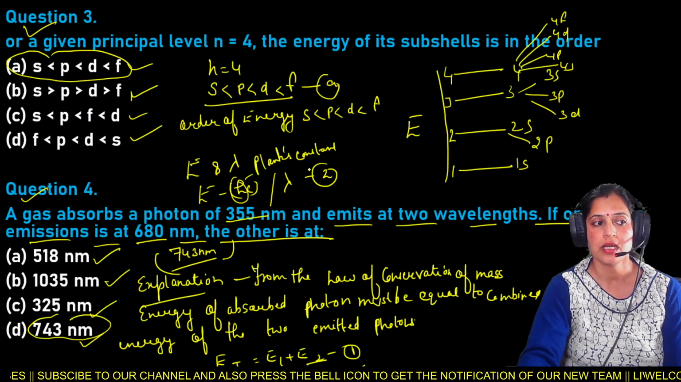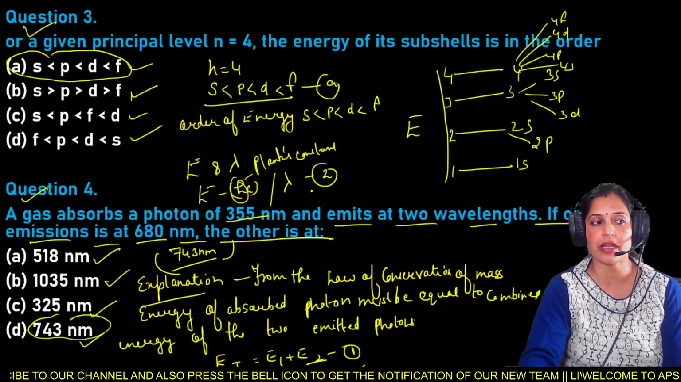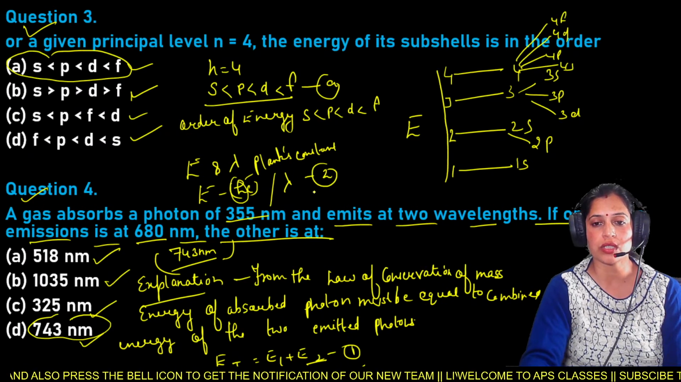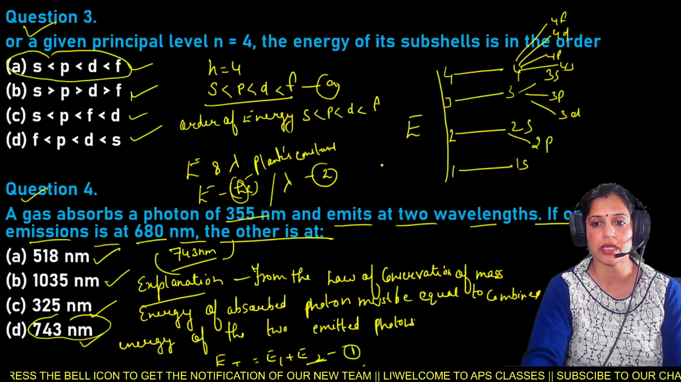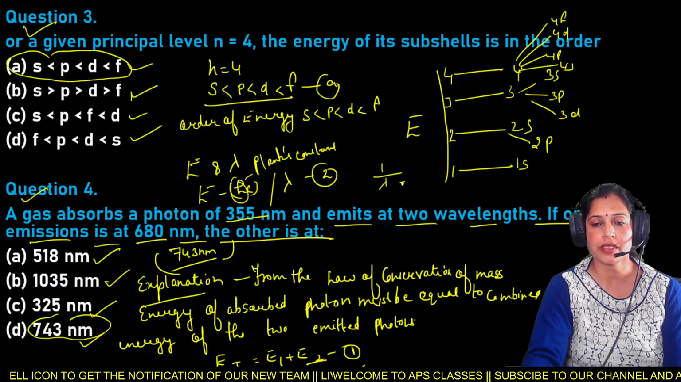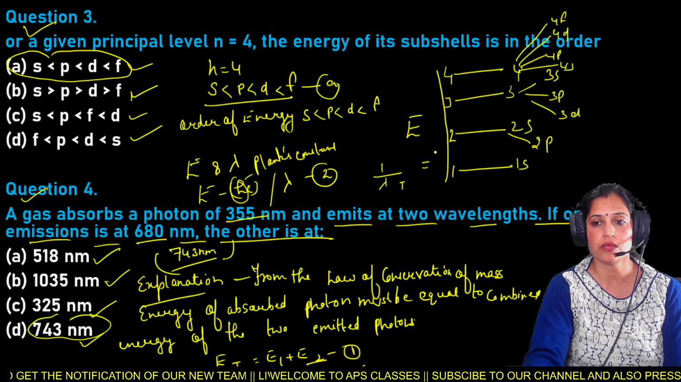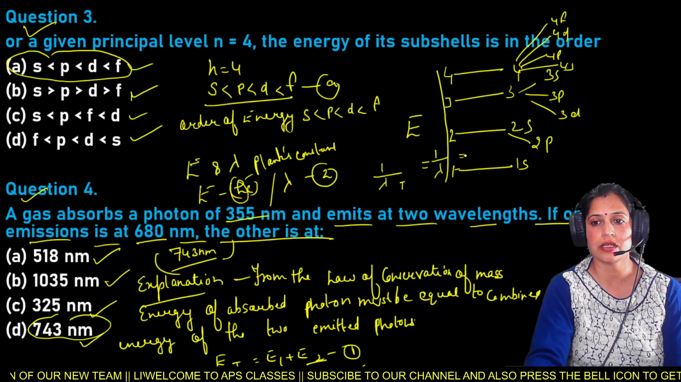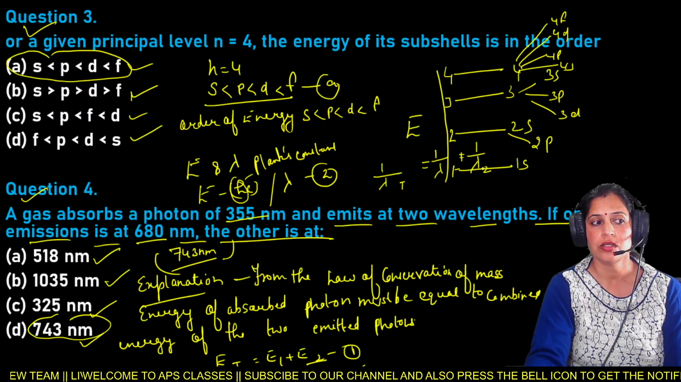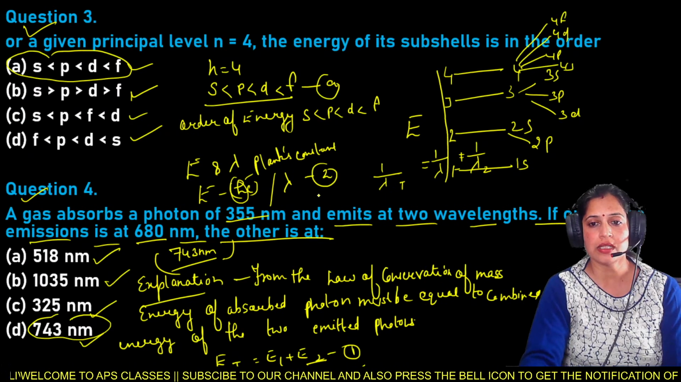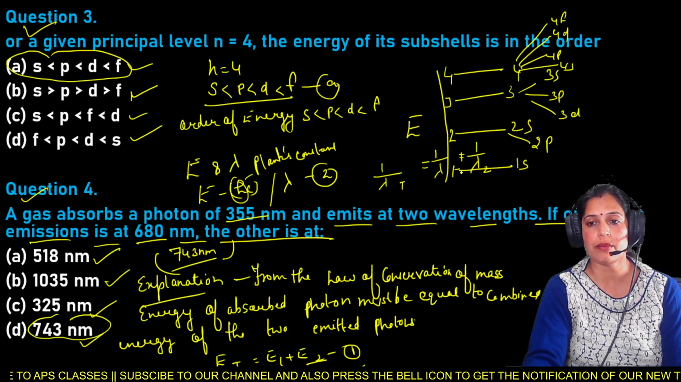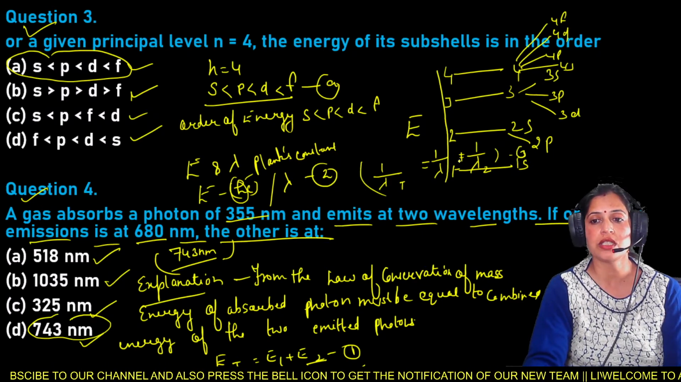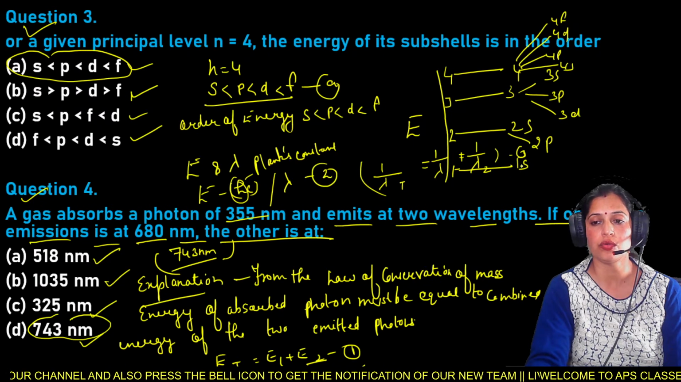Now substituting the given values in equation 3. Equation 3 is 1 upon lambda t is equal to 1 upon lambda 1 plus 1 upon lambda 2. This is equation 3.